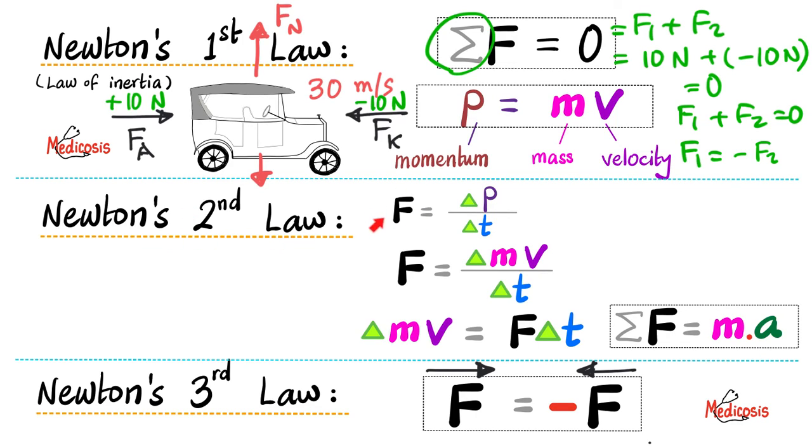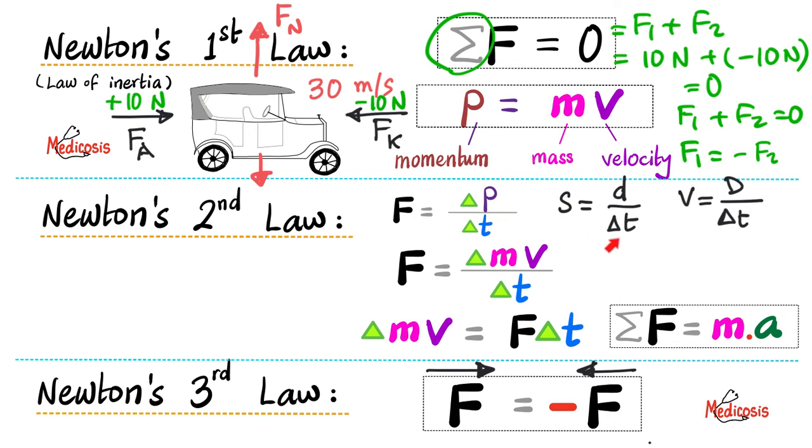Next, Newton's second law of motion. The resultant force affecting an object equals the rate of change of the momentum of the object. Rate of change means there is delta t in the denominator. Rate of change of what? Of momentum. By the same token, we can define speed as the rate of change of distance, and we can define velocity as the rate of change of displacement.